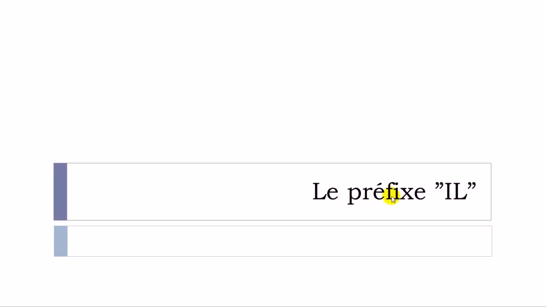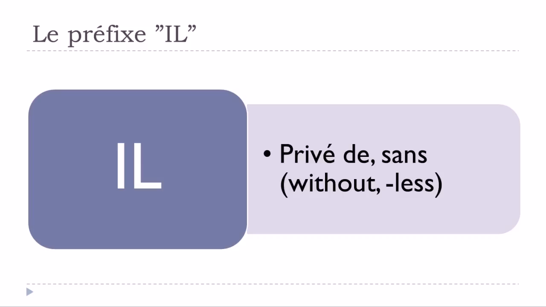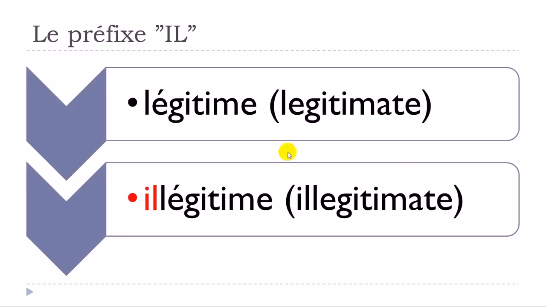Okay, and that will be the case with this prefix IL. Okay, so let's see. And so normally if we're talking about this IL prefix, then it will mean privé de, sans. Okay, and this is actually what it means in English, so without or then, well, less. Okay, so that will be the meaning of this IL prefix. Let's see three examples. So the first one here, légitime. And then if you want to express the without concept, then you will add this prefix IL at the beginning, and then after that you continue with your original word légitime, and now you get illégitime. Okay, illégitime, légitime, illégitime.